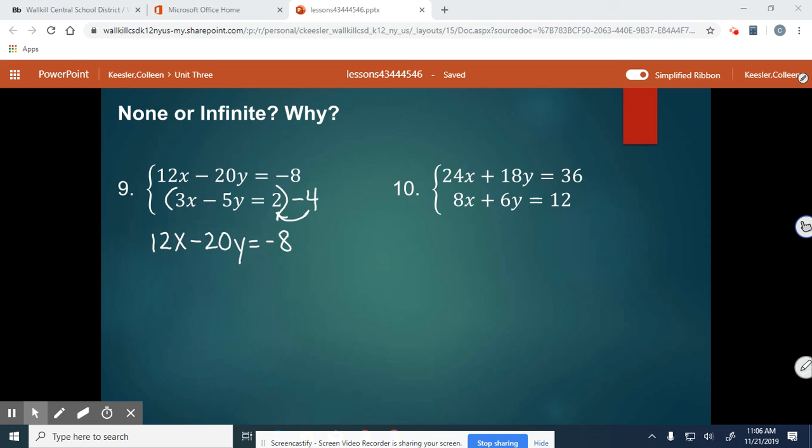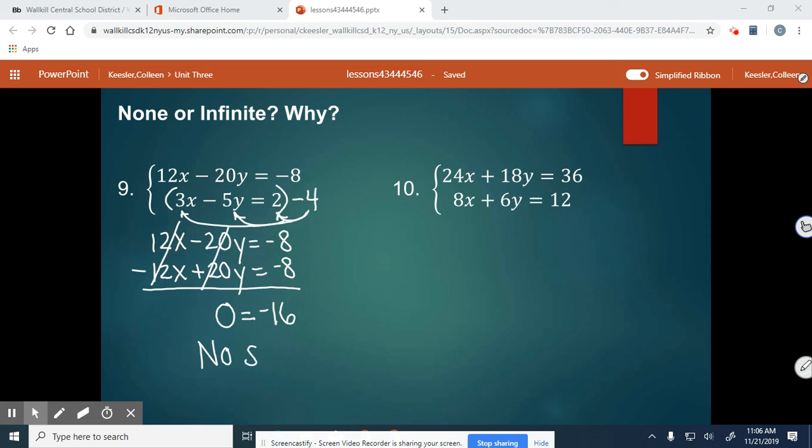And then multiply the bottom one. So I get negative 12x plus 20y equals negative 8. So this cancels and this cancels, leaving me nothing on this side. Negative 8 and negative 8 make negative 16. So I get 0 equals negative 16. They are not the same, so this has no solution, which we can use the symbol 0 with a slash through it to mean none.